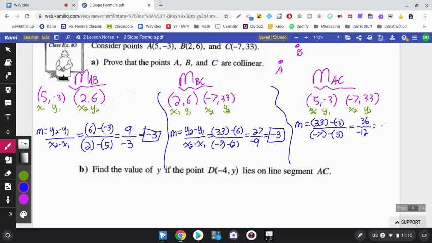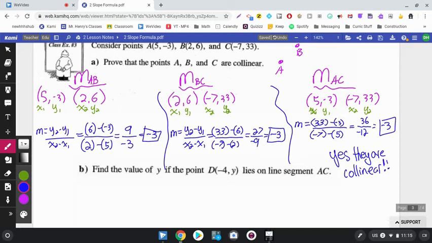If I divide that out, I get negative 3. Okay, so prove that these points are collinear. I would say yes, they are collinear. Yes, they are collinear.